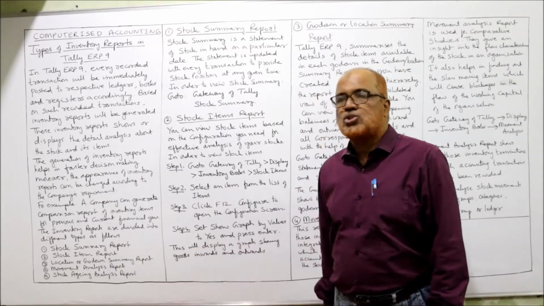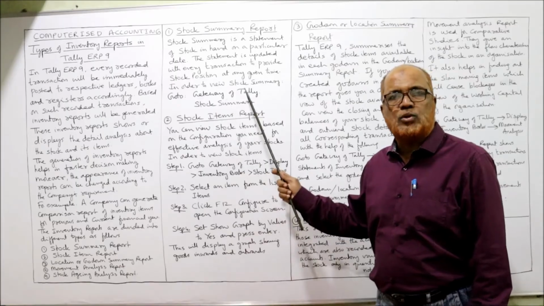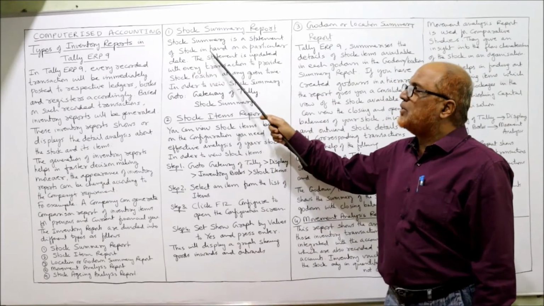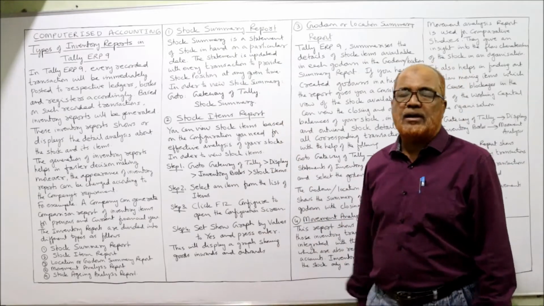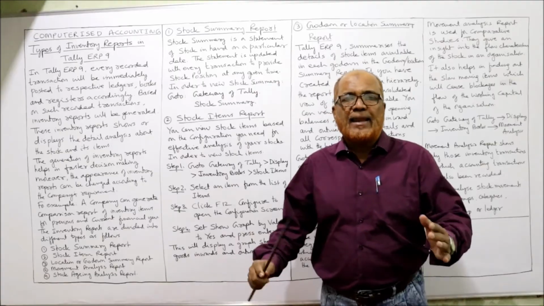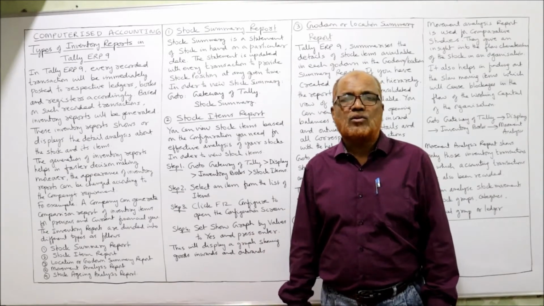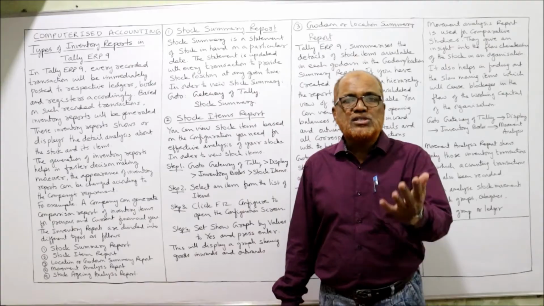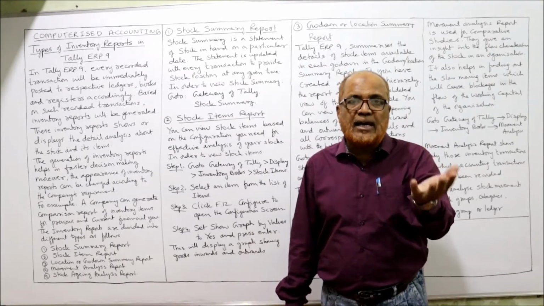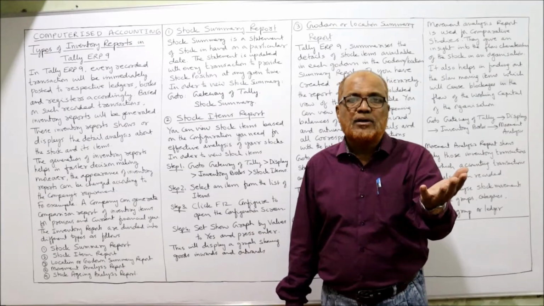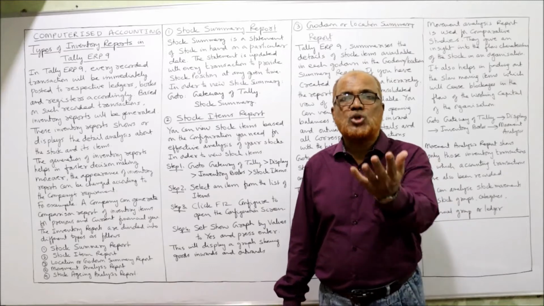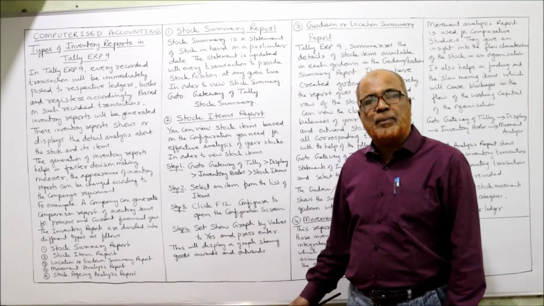The first is the stock summary report. The stock summary report is the statement of stock in hand on a particular date. At any particular moment of time, the management of the business requires to know the stock position, what the stock in hand is at a particular date, at a particular point of time. So the stock summary report will give you the stock in hand at a particular moment of time.